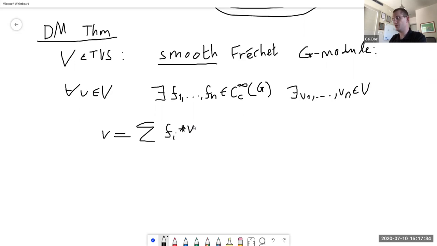Basically, what this means is that if you have smooth compactly supported functions on a Lie group, then you can take their convolution with any vector in a smooth G module. And because convolution is something that smoothens things out, this means that every vector in V is at least as smooth as a smooth function on G. This is a very useful technical result. It lets you prove some things about smooth representations very generally, because it allows you to express their smoothness in a very explicit way as a convolution.